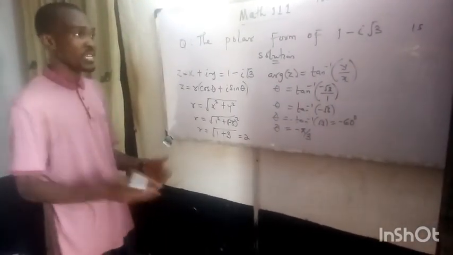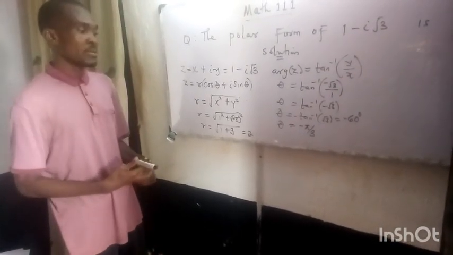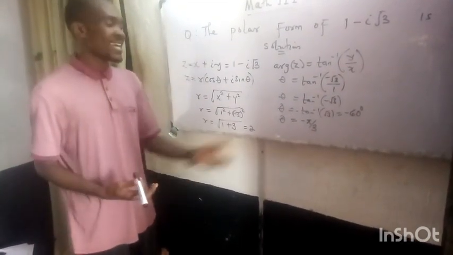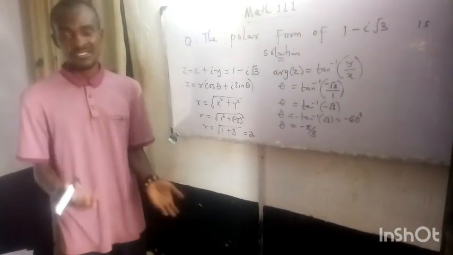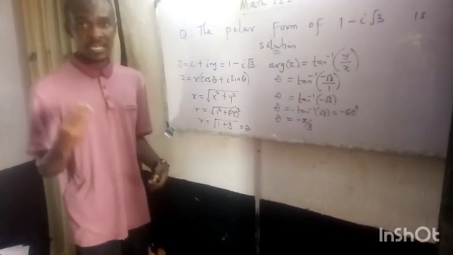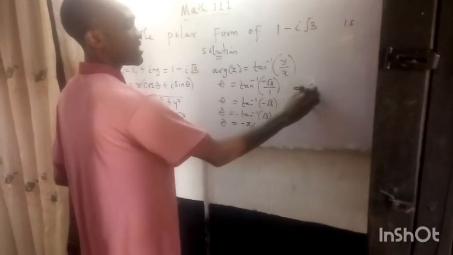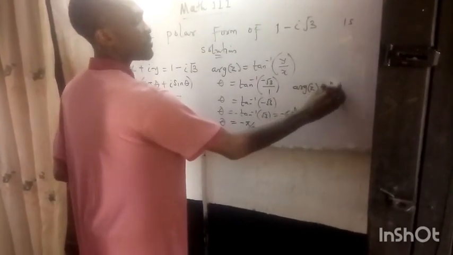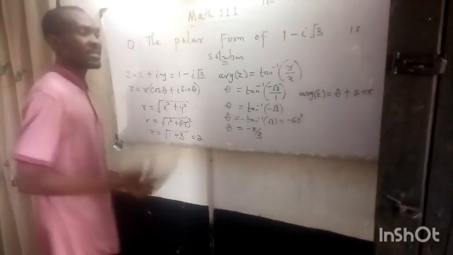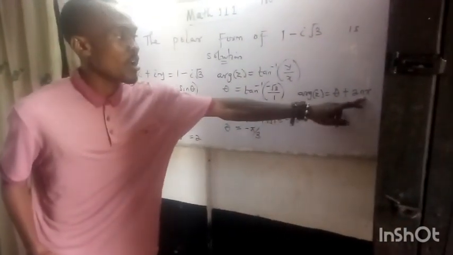But then it all depends on us. We can make use of this particular value, or we can choose to say this value is negative. We need a positive value. Then if we want to do that, we can make the argument that our arg z is theta plus 2n pi. So that is the various values we can get for our argument depending on the value of n.